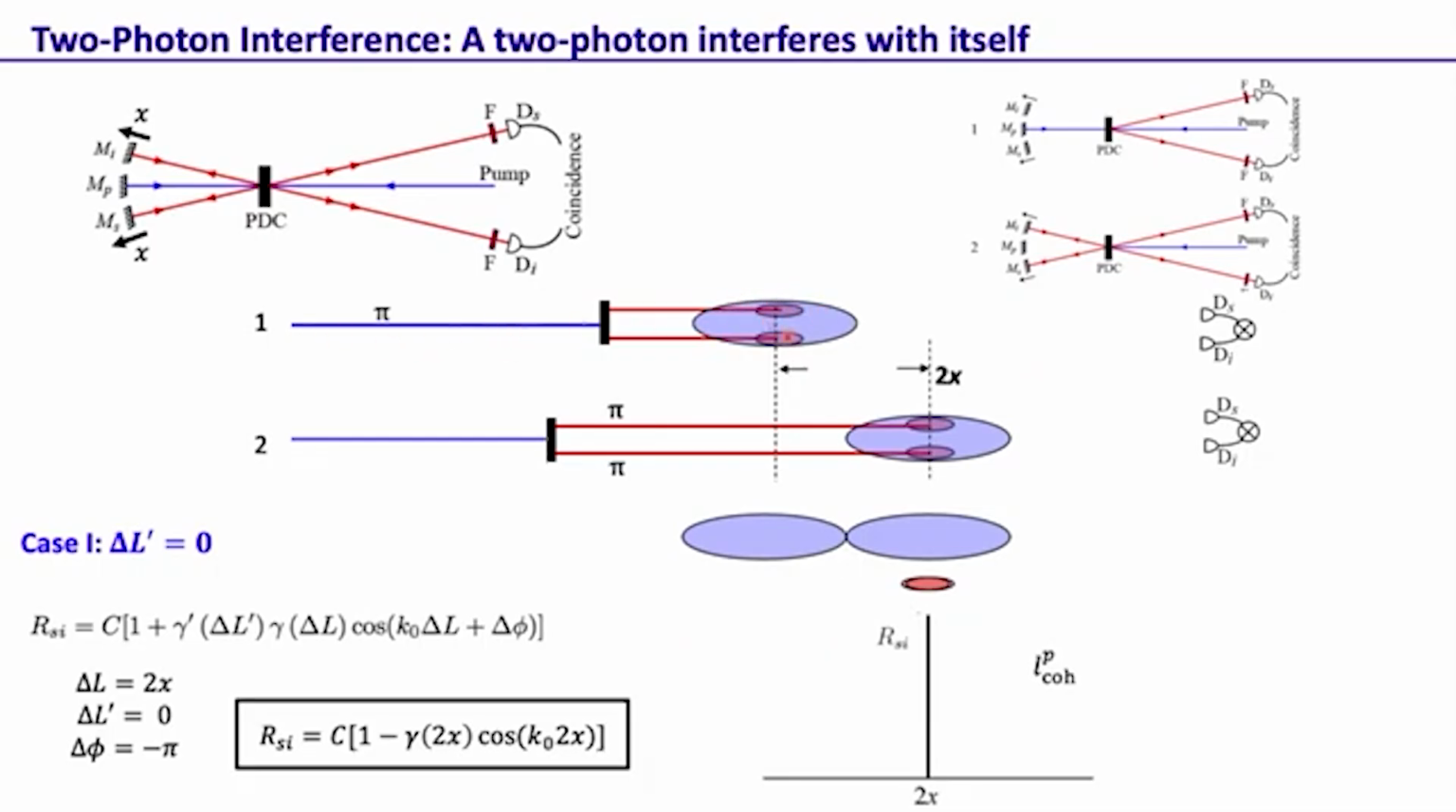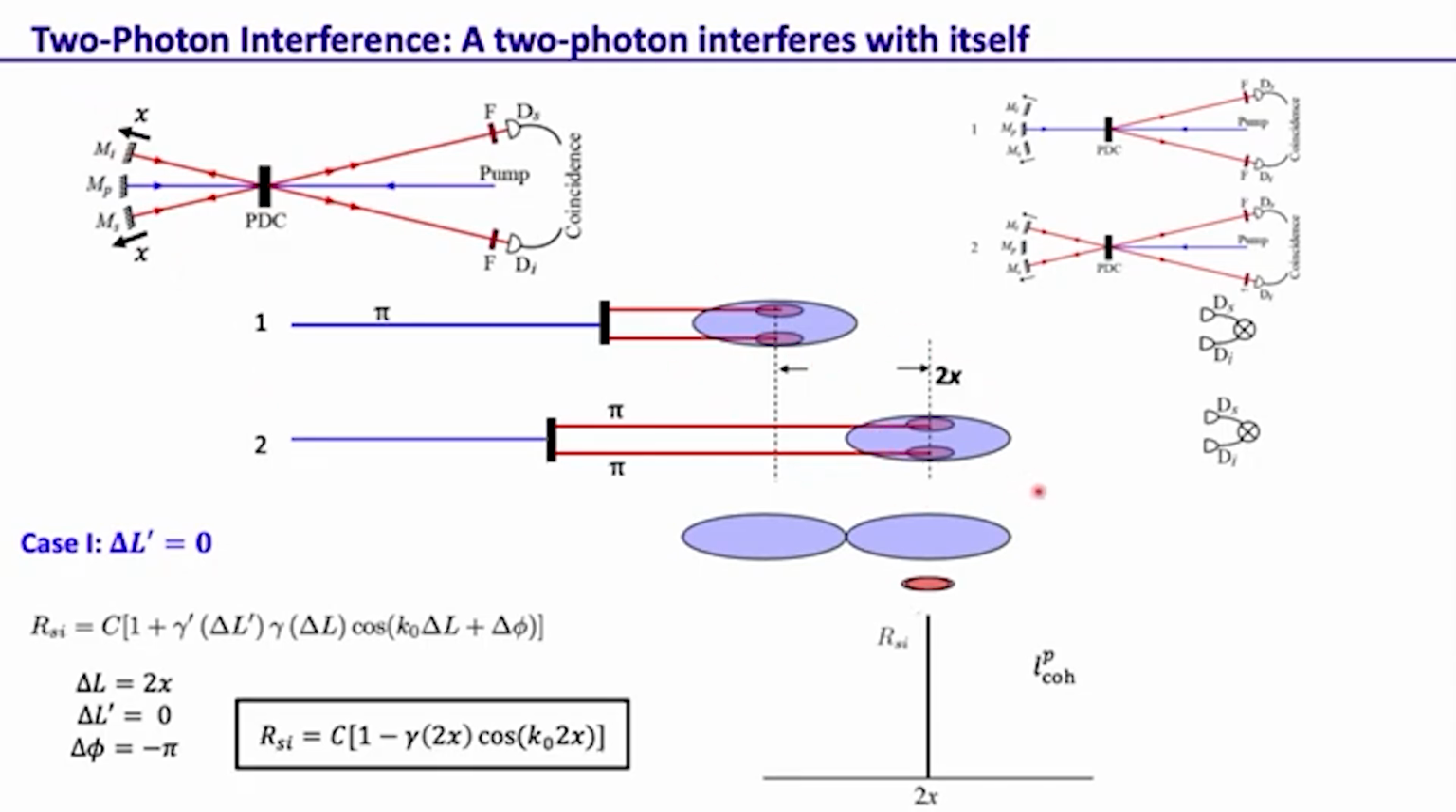Here we represent this experimental situation in terms of the coherence packet. This is alternative 1. We have these tiny coherence packets corresponding to signal and idler, and the bigger one corresponding to the pump coherence length, and the same in alternative 2. Now we will change x, that is the mirror position, and see how this overlap works.